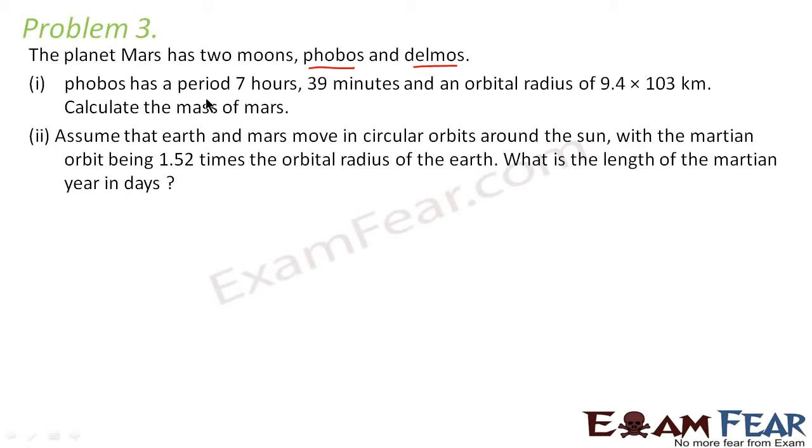Phobos has a period of 7 hours 39 minutes and an orbital radius of 9.4 into 10 to the power 3 kilometers. Calculate the mass of Mars. So Mars has 2 moons. One of the moons has a period of 7 hours and 39 minutes and an orbital radius of 9.4 into 10 to the power 3 kilometers. So we have to calculate the mass of Mars. So how do we do that?